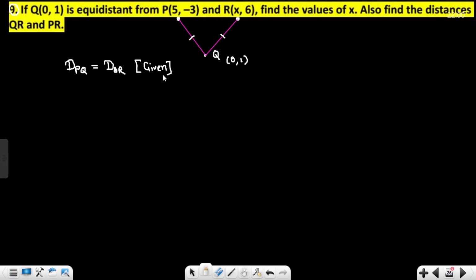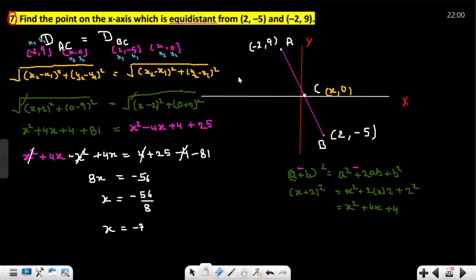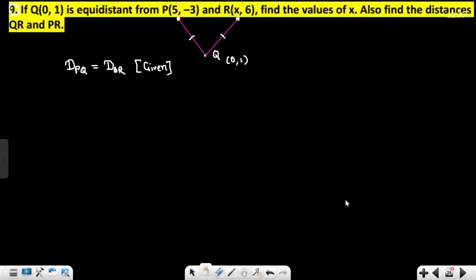Okay, and then apply the formula and get the value of x. Then find QR and PR. After that you can solve this question. Also solve it like the previous question. If two distances are equal, how do we solve? Just follow each step as it is, like question number 7. Okay, it's your homework.